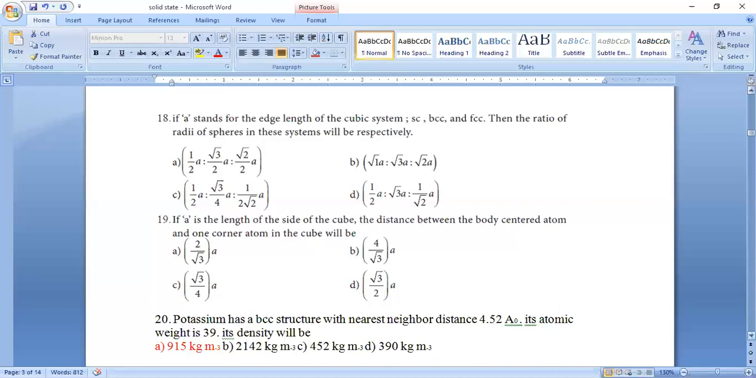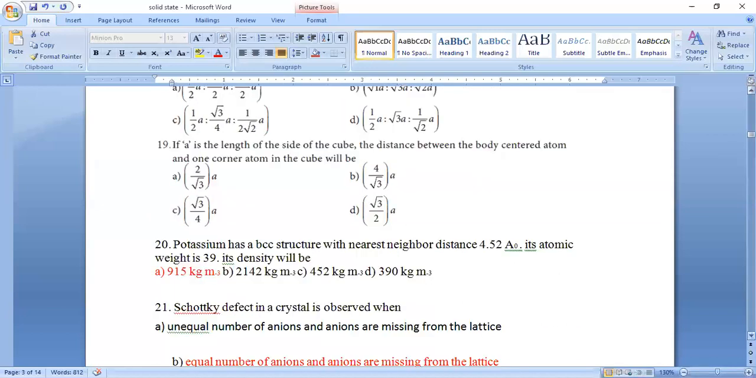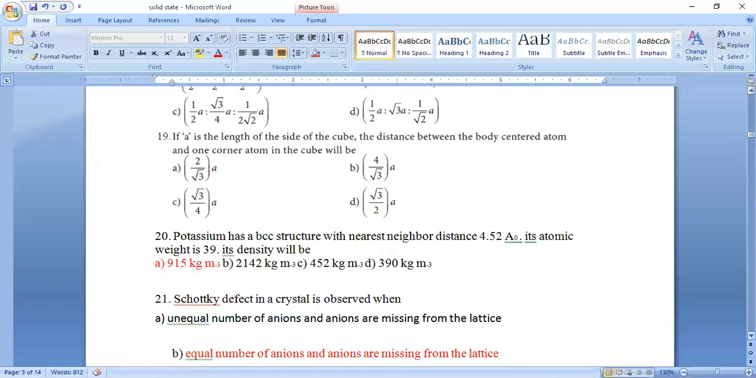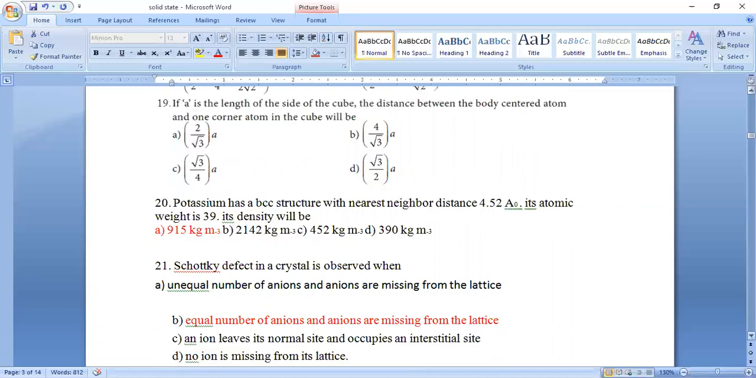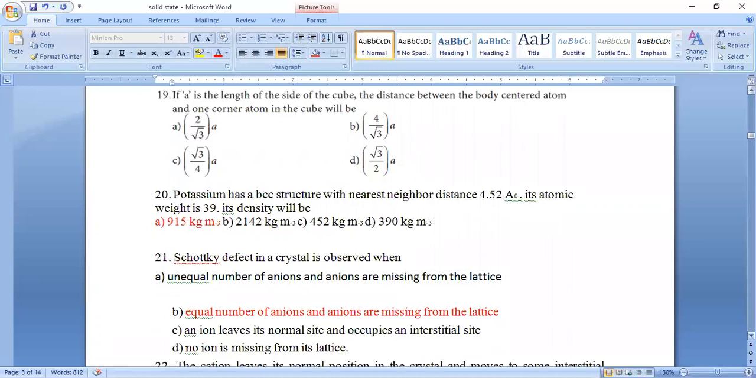So question number 20: potassium has a BCC structure with the nearest neighbor distance 4.52 angstrom. Its atomic weight is 39. Its density will be 915 kilogram per meter cube. So, Schottky defect in the crystal is observed when?